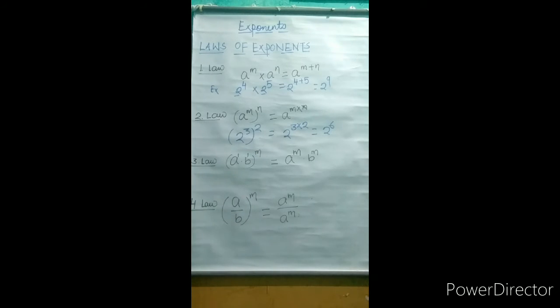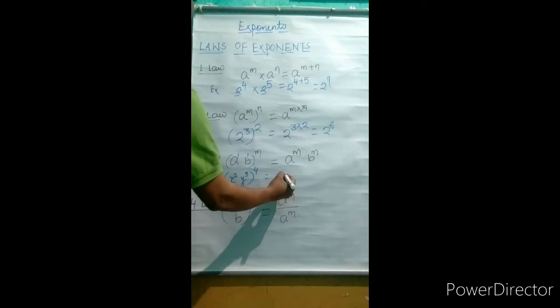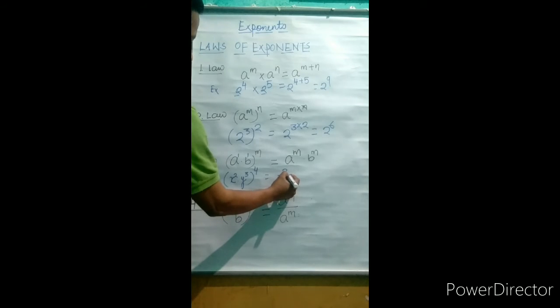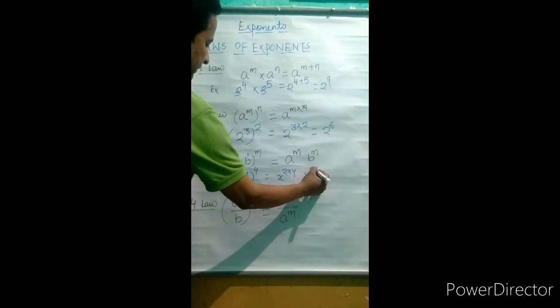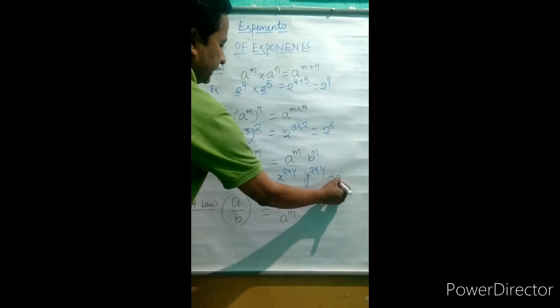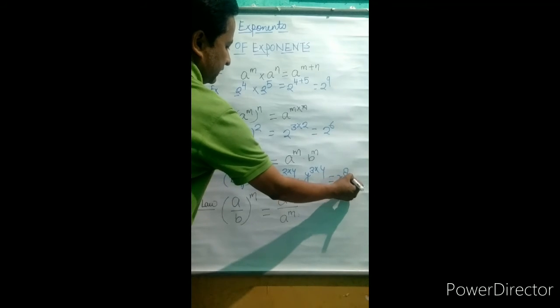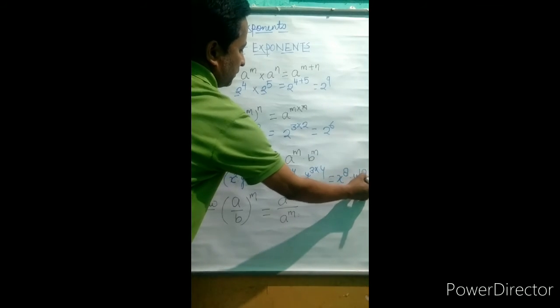Here we will have another example for this. You can take x into y, powers are 2 and 3, whole power here is 4. Once we open it, this 4 will multiply with 2 and 4 will multiply with the power of y. So here you can see x square multiplied by 4, y cube multiplied by 4. So we will get x raised to the power 8 into y raised to the power 12.